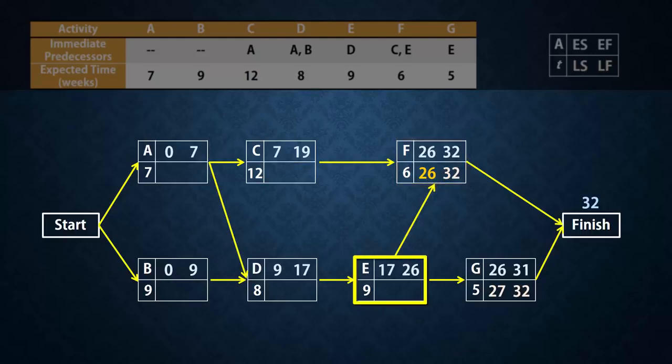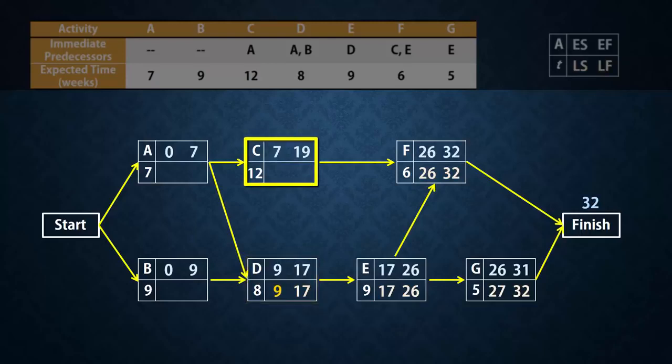Now, E has two successors, F and G. The latest start times are 26 and 27 respectively. As a result, the latest time E has to finish has to be 26 in order for F to start. In essence, when doing backward pass, the latest finish time of an activity must be the minimum of the latest start times of its successors. Thus, the latest start time for E will be 26 minus 9, which gives 17. Now, D has only one successor, E. So the latest finish time for D will be the latest start time for E, which is 17. And the latest start time will be 17 minus 8, which gives 9 for D.